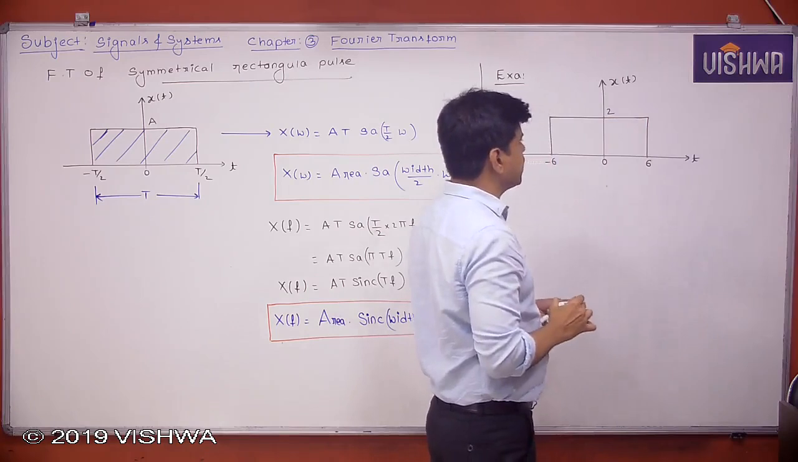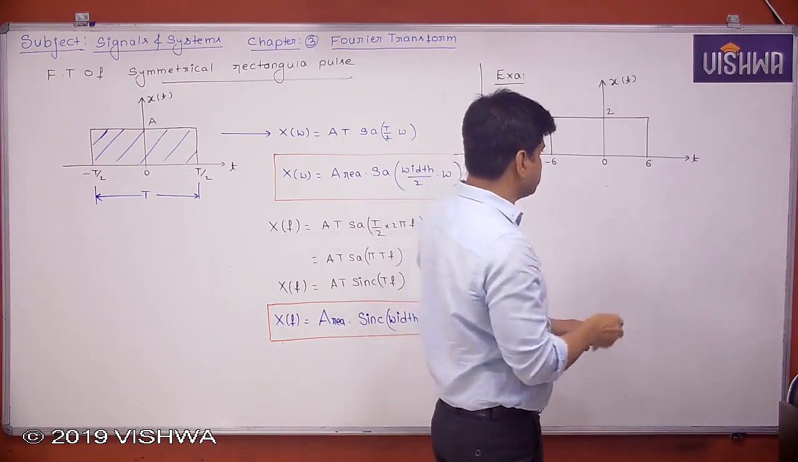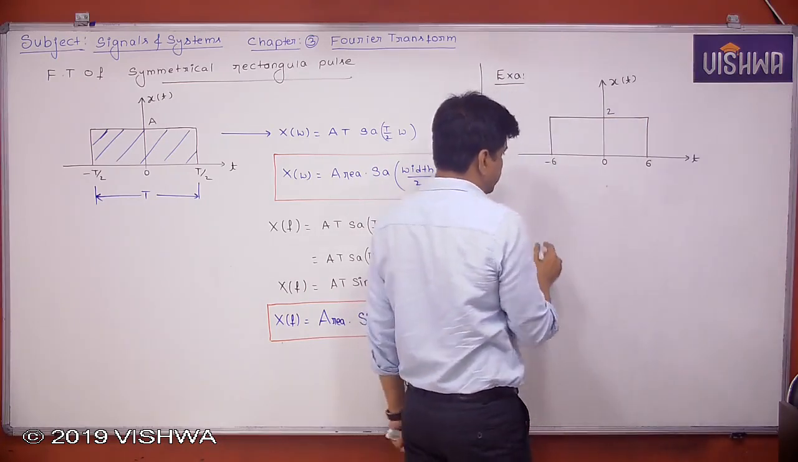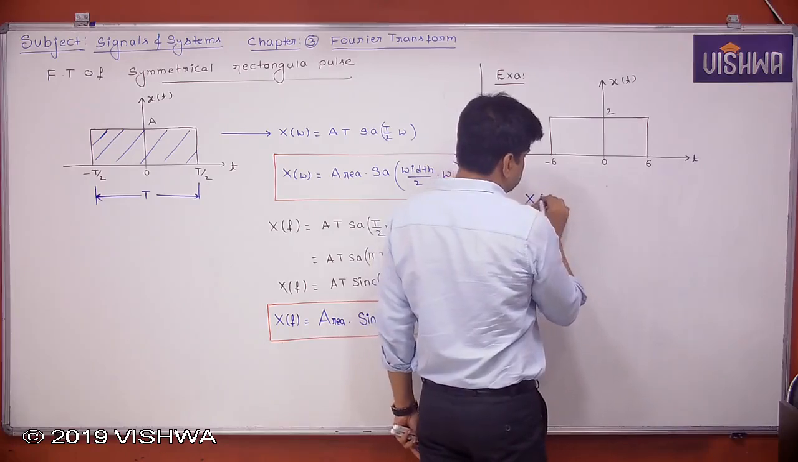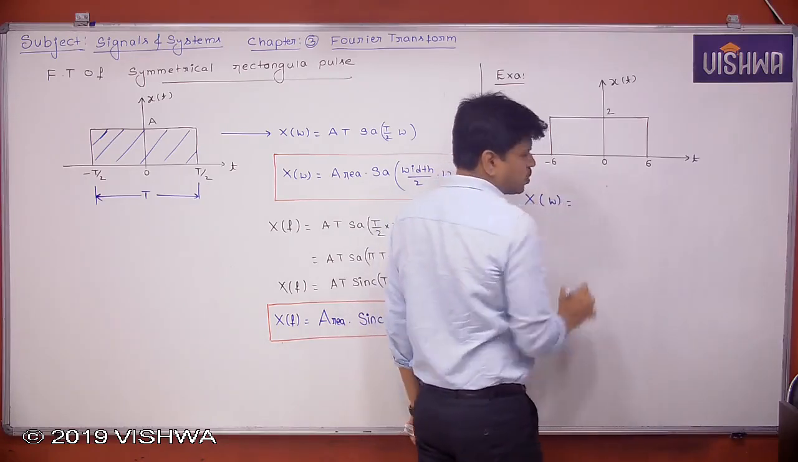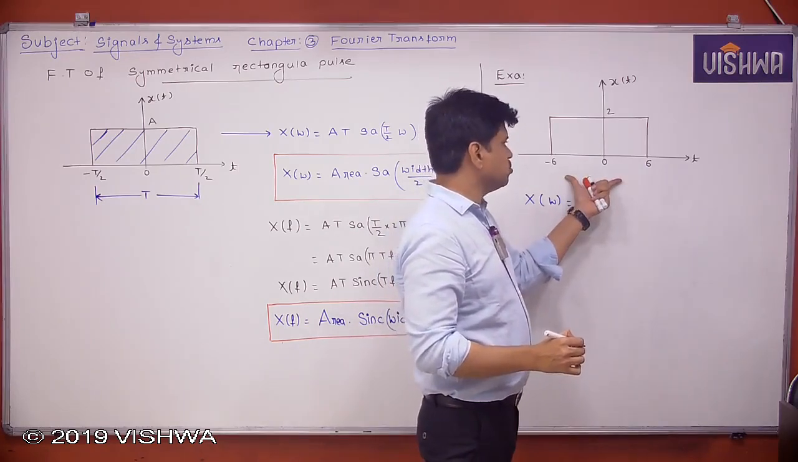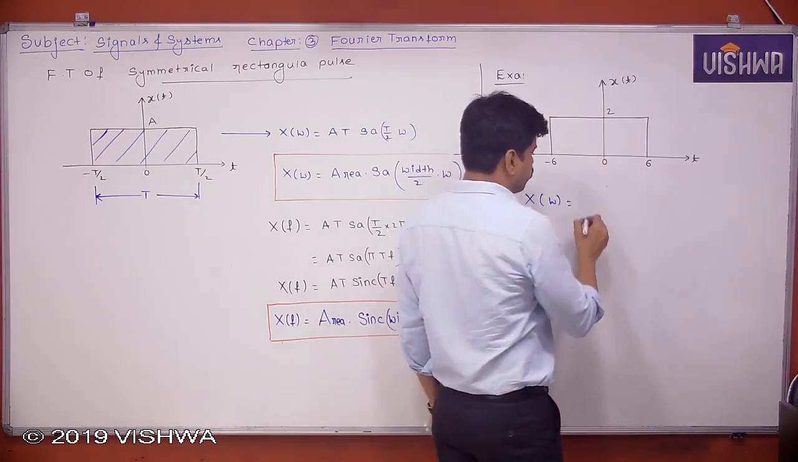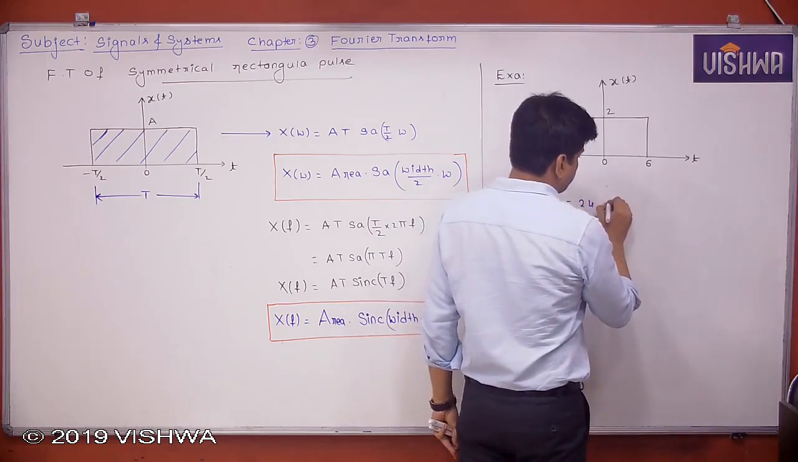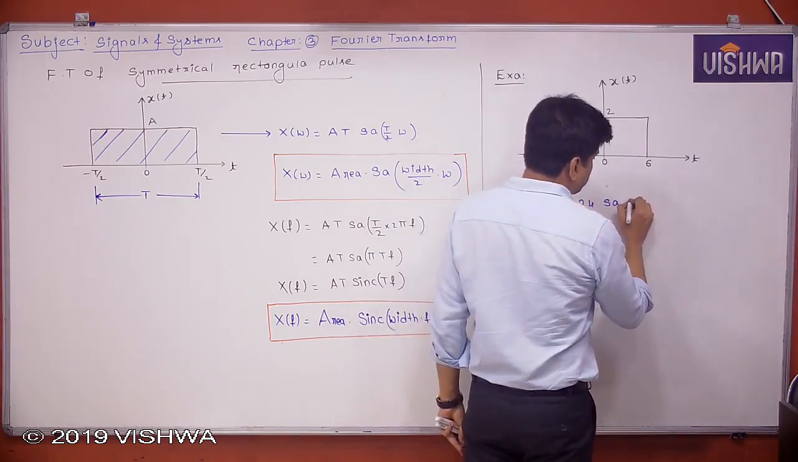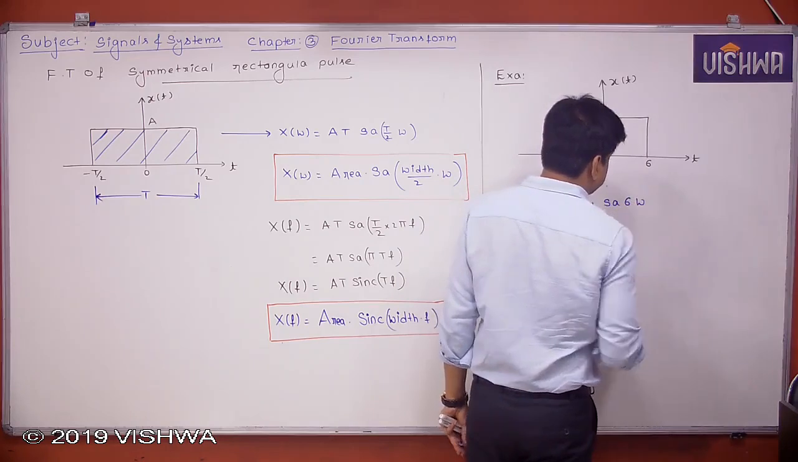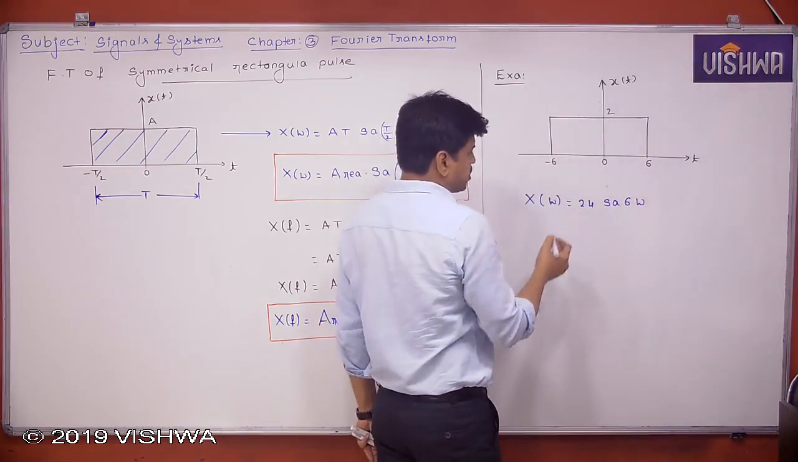What is X of omega, what is X of f for this function? Directly, let's see, because it is a symmetrically located rectangular pulse, X of omega is equal to the area. What is the area? Width is 12, 12 into 2, that is 24. 24 sampling width by 2, that is 6 omega. So this is the function X of omega.